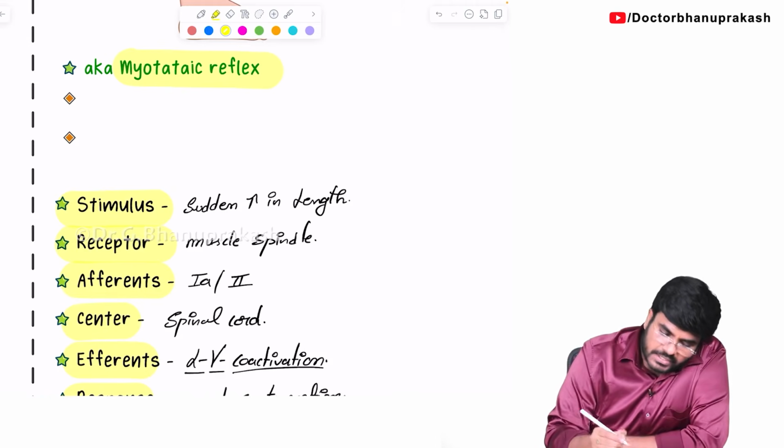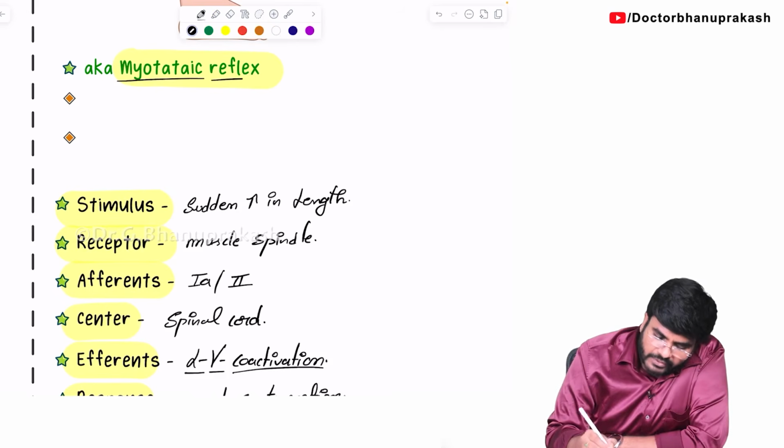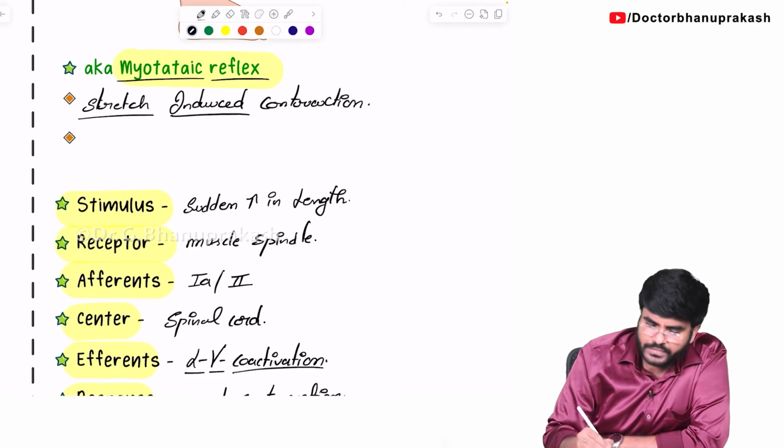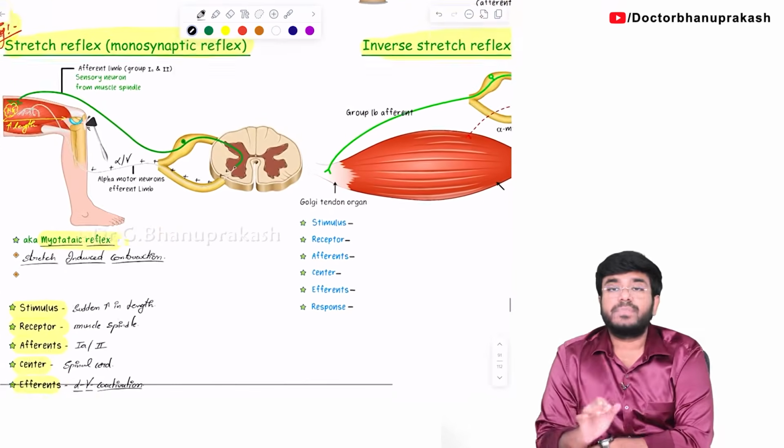Stretch reflex is also called a myotatic reflex. It is a stretch induced contraction. Stretch induced contraction of a muscle is called a stretch reflex. With this, we are done with the stretch reflex.